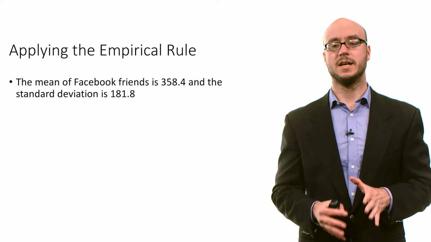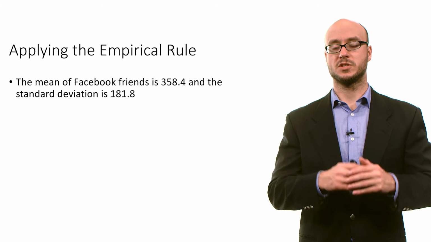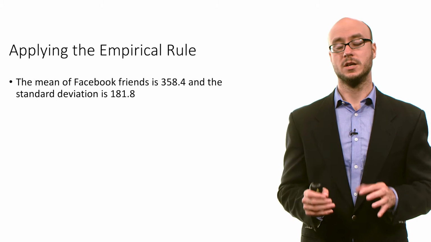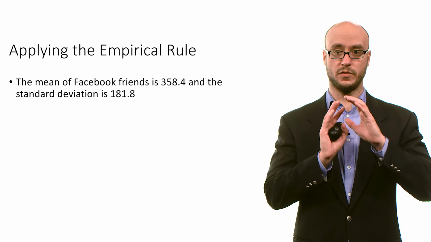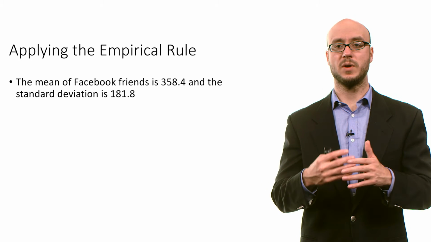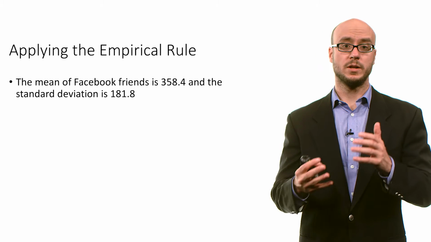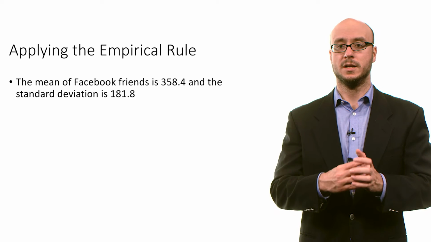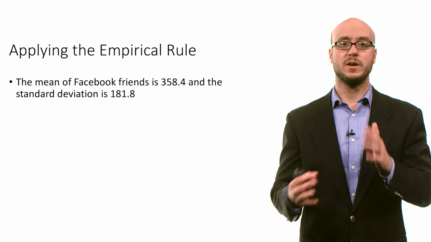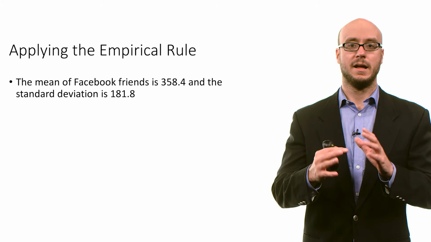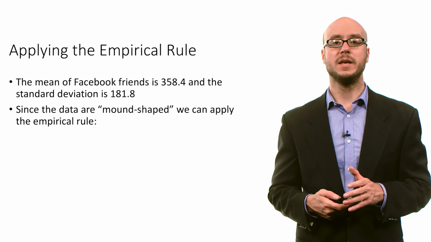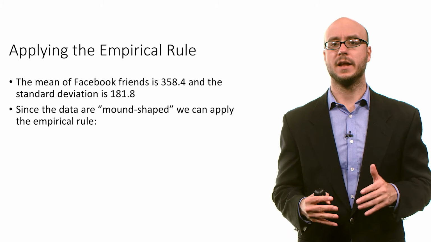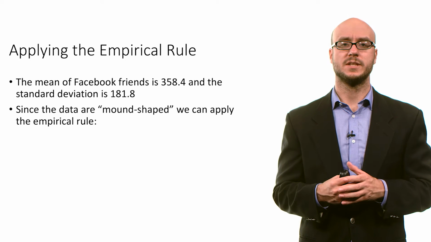We know in this data set that the mean number of Facebook friends is roughly 358, and the standard deviation is 181. So first off, using the rule of thumb that you want to understand spread compared to the mean, you can say, okay, there's some moderate amount of spread. It's not completely spread out, but there's some degree of spread. The standard deviation is about half that of the mean. But we want to use the empirical rule to further understand what's going on with this set of data.